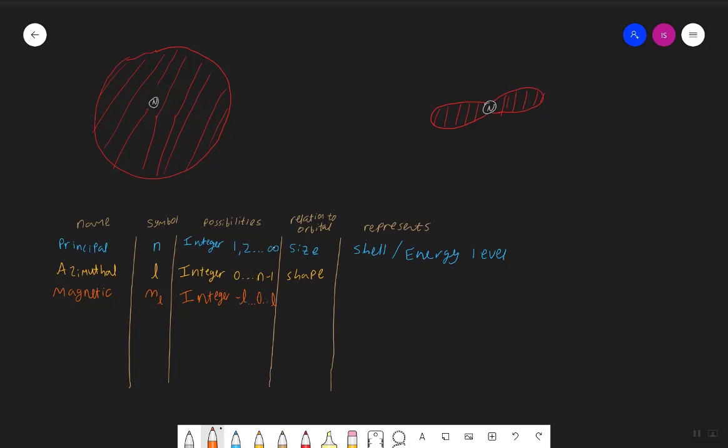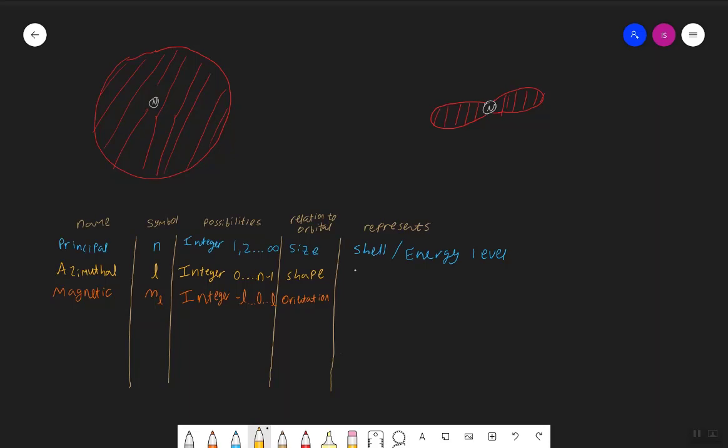If L is 3, for some n value, M could be negative 3, negative 2, negative 1, 0, 1, 2, or 3. So there would be 7 possibilities. So on and on. Hopefully that makes sense. The relation to the orbital: the magnetic quantum number represents the orientation of the orbital.